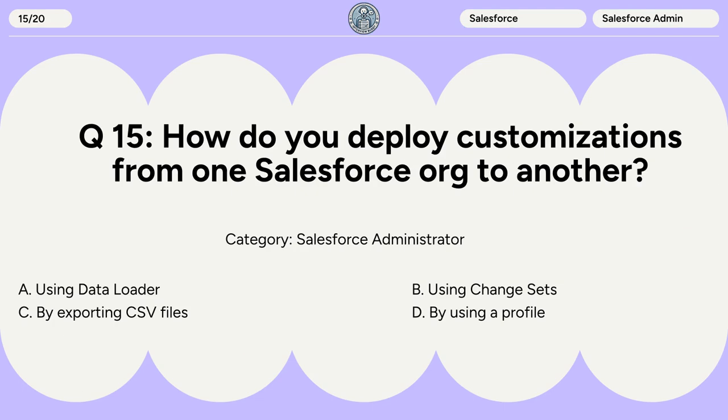Question 15. How do you deploy customizations from one Salesforce org to another? A. Using data loader. B. Using change sets. C. By exporting CSV files. D. By using a profile.